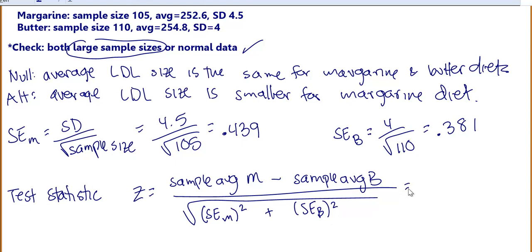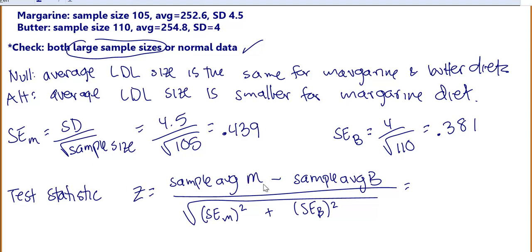Now, if you write it in a different order, so if you do butter minus margarine, that's okay. If I get a negative, you'll get a positive and vice versa. But because you write in a different order, you'll also shade another tail, and so we'll end up getting the same results as long as you do your work correctly.